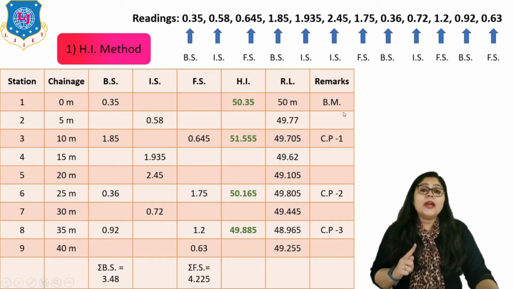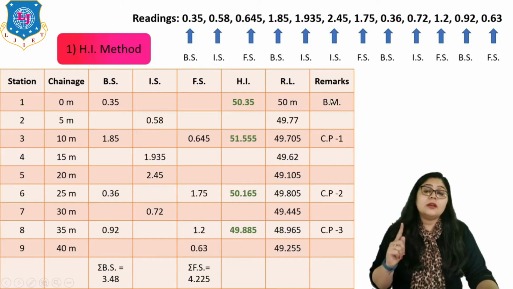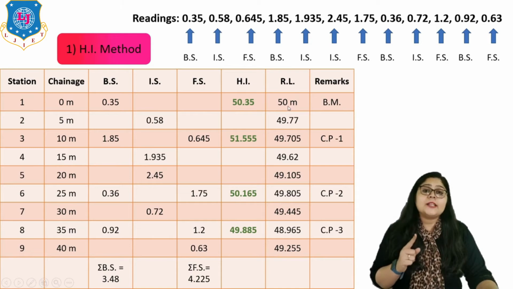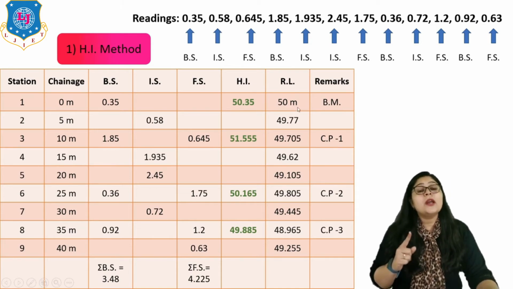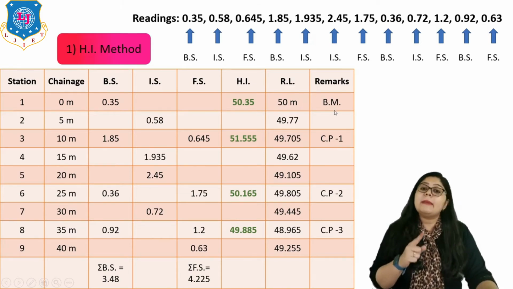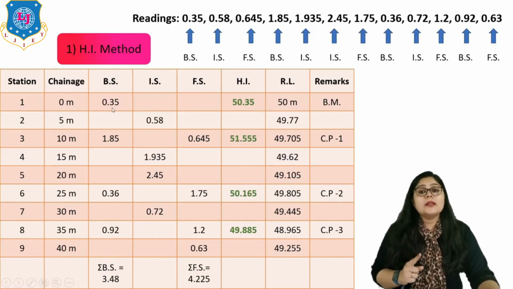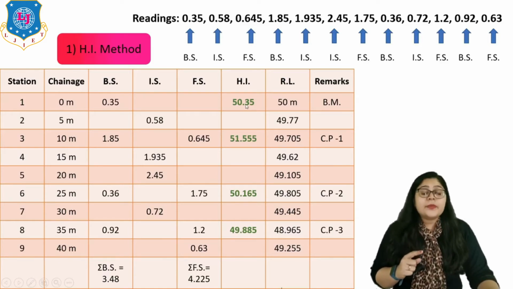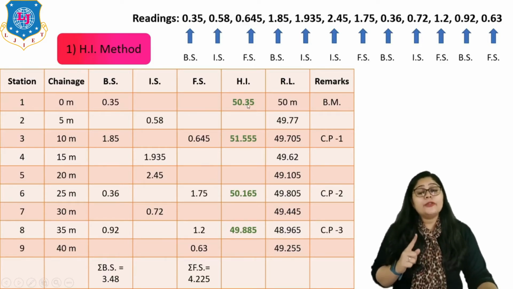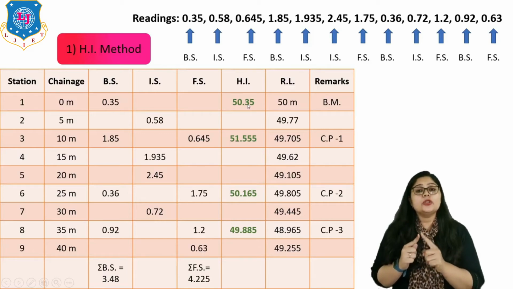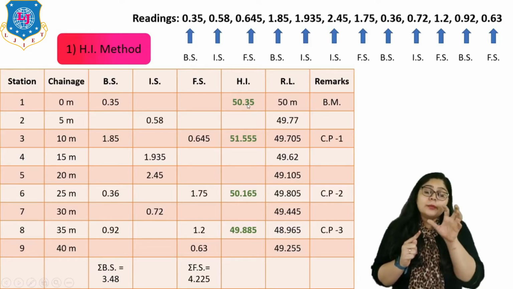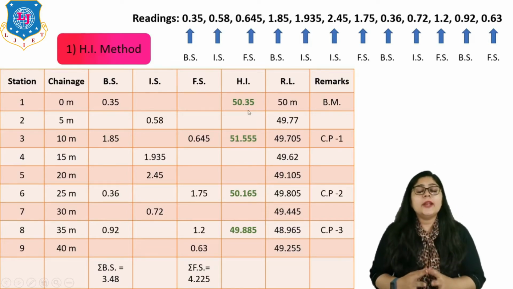Here in the first case we have the benchmark, which is given in the example, marked as the known RL of the first point. For the first station we have the value of RL as 50, so I have written in the RL column 50 meter and I have remarked it as a benchmark, right? So 50 plus 0.35 gives me the height of instrument, which is 50.35, right? Okay, now once you know the height of instrument, that height of instrument is used to carry out the RL of different points when we are talking about the particular station. Once you know the height of instrument, then and only then you can calculate the RL of all the points.